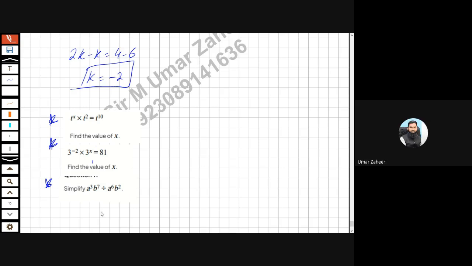Sir, if the bases are the same, then the powers will be same, right? No. If the bases are same and they are multiplying, you have to add the powers. Or if there is an equality sign between them, then you have to compare the powers. This power will be equal to this one.